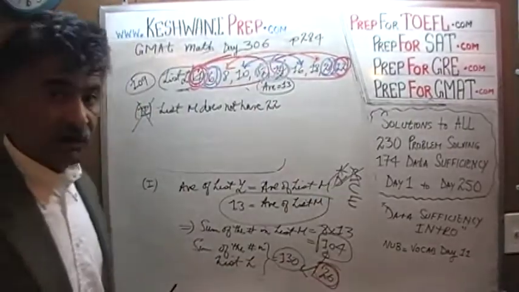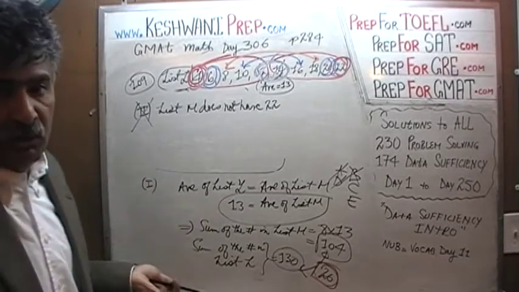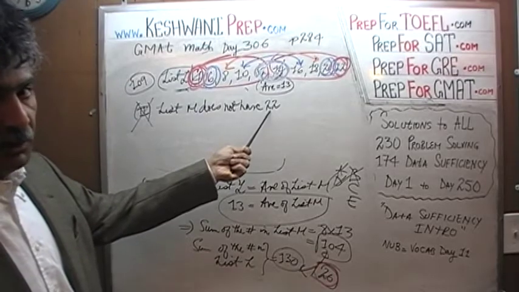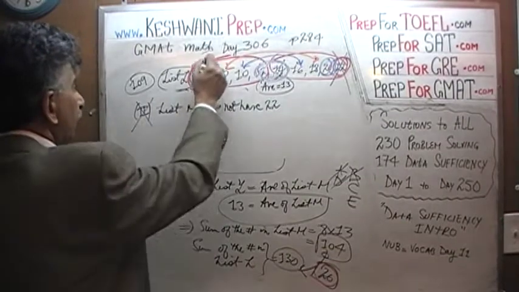But when we put the two statements together, we are done. We are done because we are trying to figure out which pair to get rid of. What they just told us is that list M does not contain 22. Well, if it does not contain 22, it must also not contain 4.